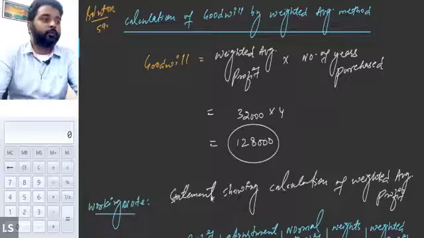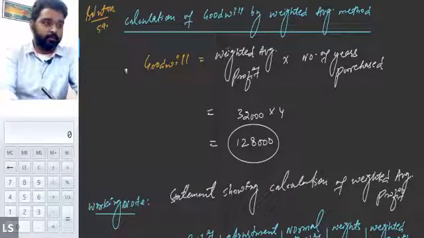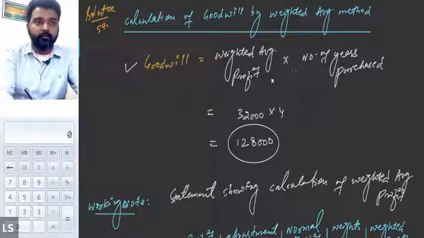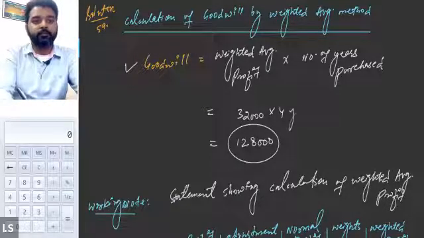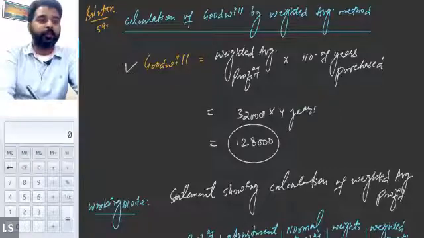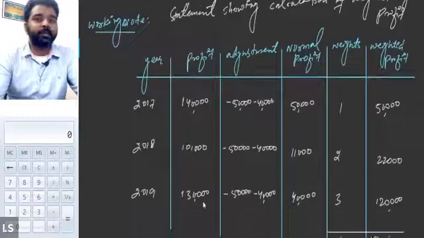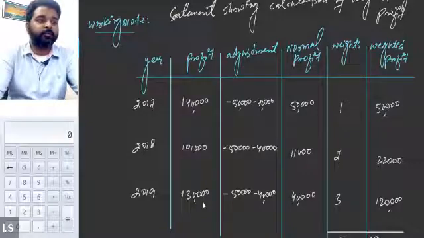See, first of all, in the question 59 as well, we need to find out the goodwill by the weighted average method. So we will be applying this formula: goodwill equals weighted average profit into number of years purchase. The number of years purchase is already given in the question, 4 years, but we have to find out the weighted average profit. For that purpose, we have to make a working note and make a statement like this for the calculation of weighted average profit.